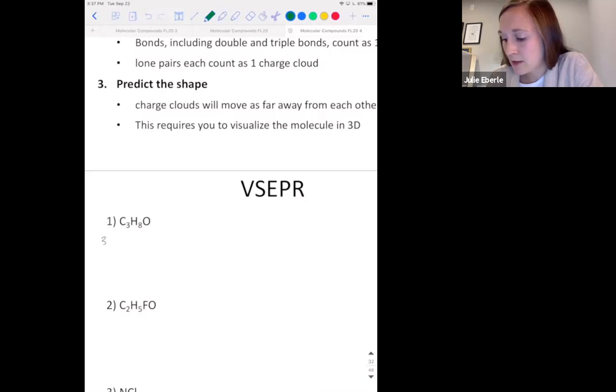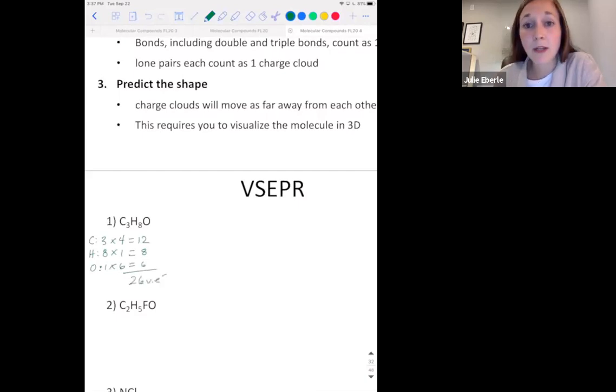So we have 3 carbons. Each one has 4 valence electrons. Hydrogen, we have 8 of them. Each one has 1 valence. Oxygen, we just have 1. Each one has 6 valence. So that's a total of 26 valence electrons. That's how many we need to have in our structure.